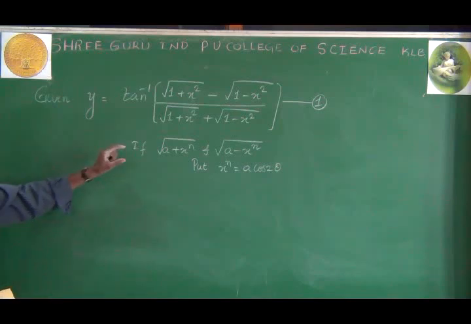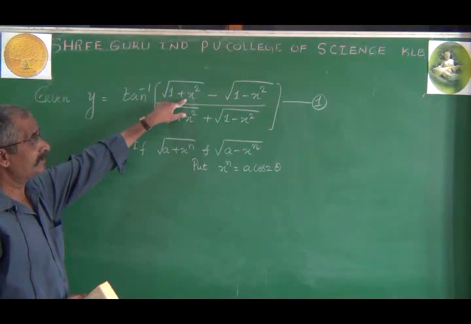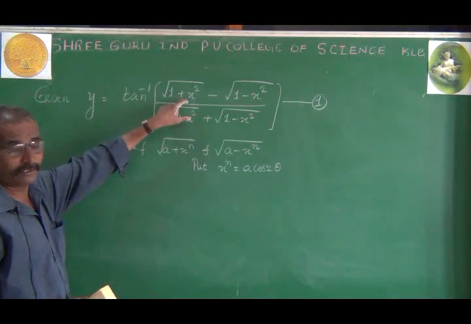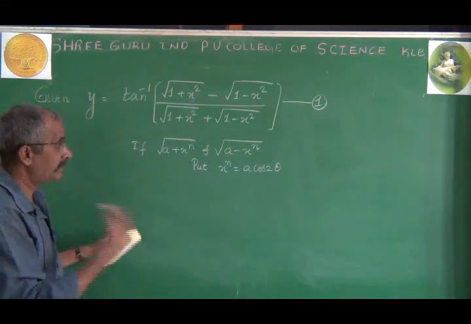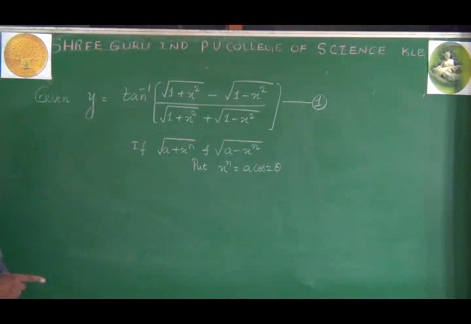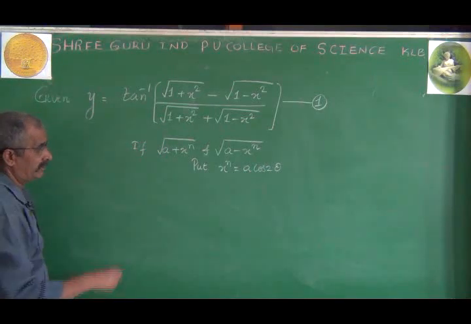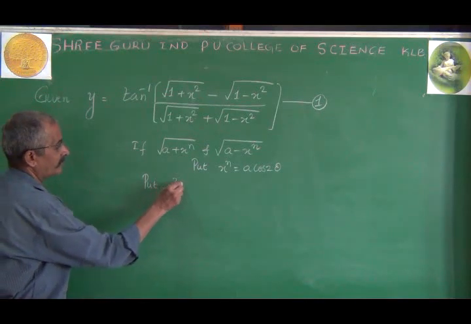So from this idea, in this problem, instead of x power n we have x square, and there is a presence of both 1 plus x power n as well as 1 minus x power n. Hence we have to take the substitution x square equal to cos 2 theta, because the value of a is 1. Now let us put x square equal to cos of 2 theta.